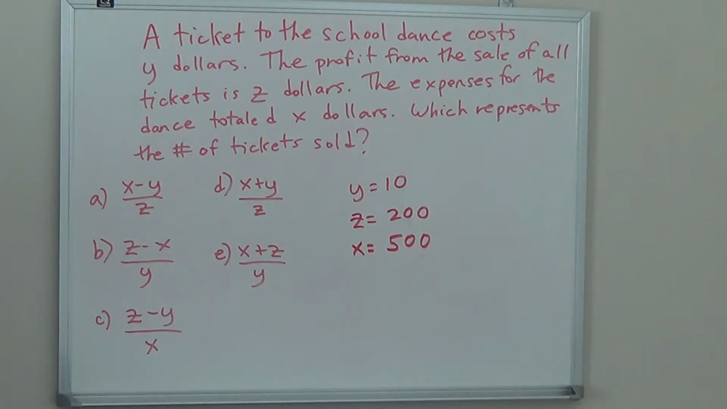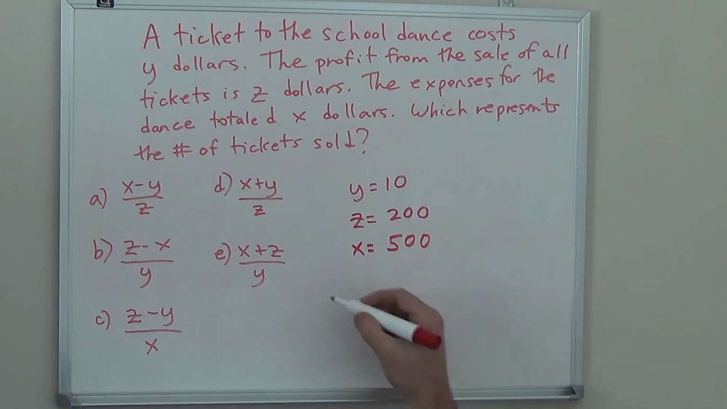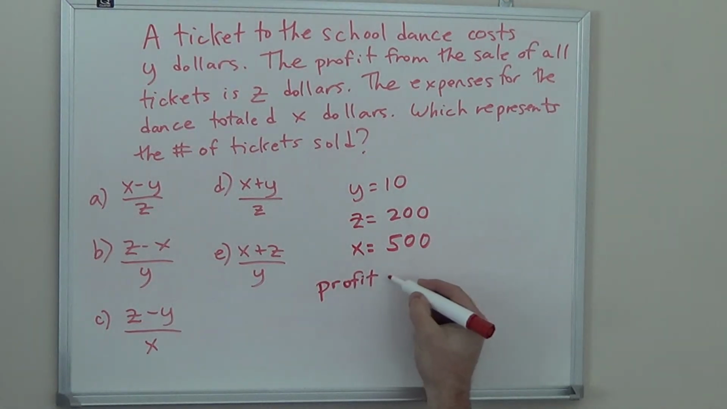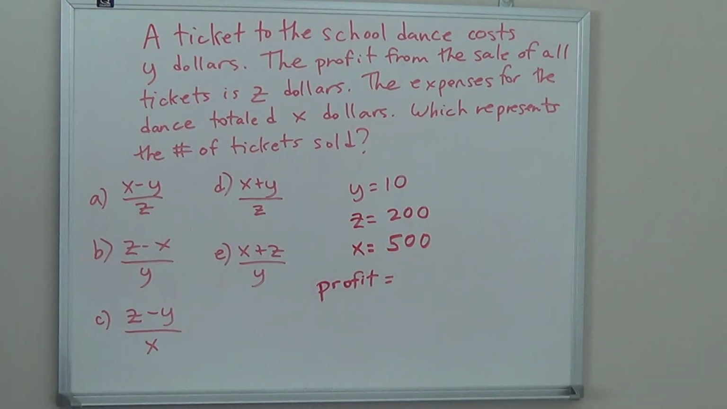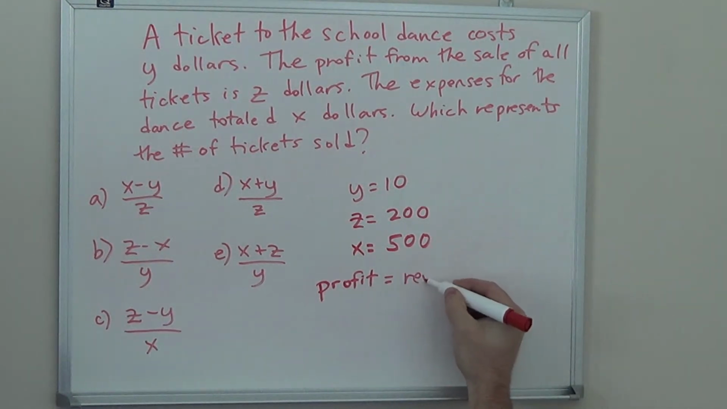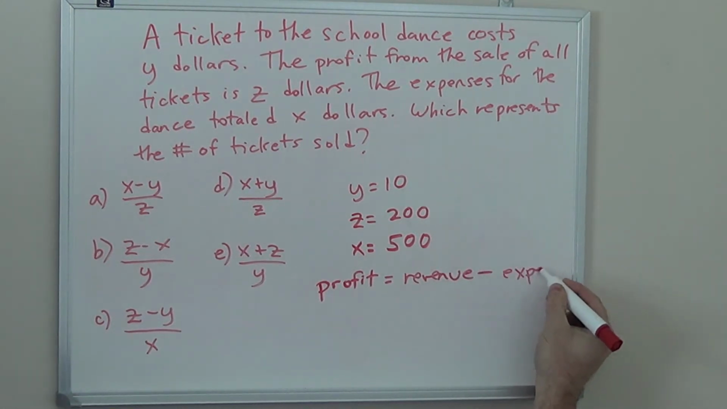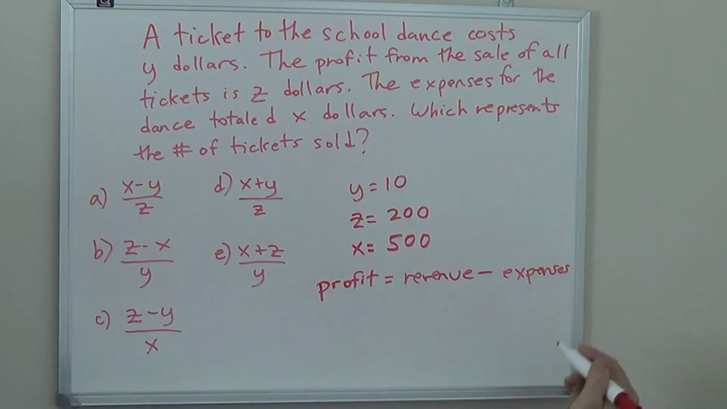And which represents the number of tickets sold. Now remember, this is a little tricky. We have to know what the profit means, and they did not tell it to you here. So this has some real world application. The profit is just going to be all the money that you bring in, your revenue, minus your expenses. So whatever you spend gets taken away from how much you raise, and that's what your profit is.